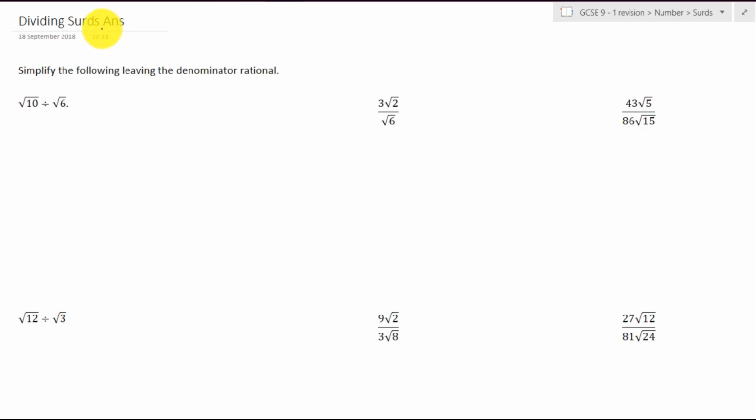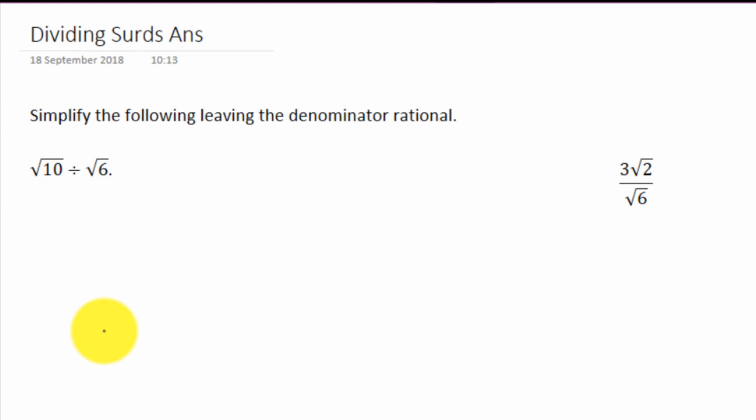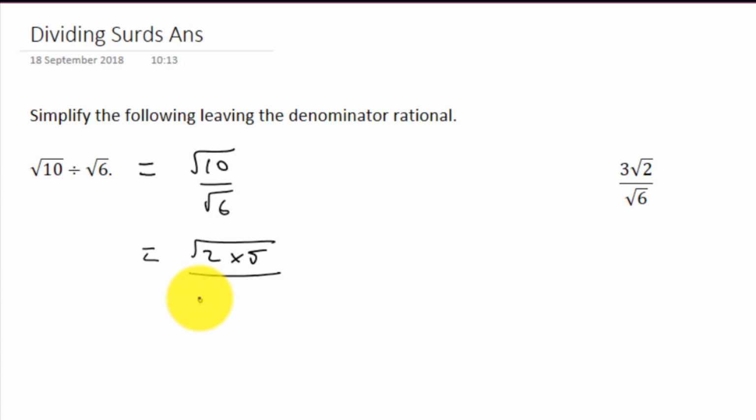In this video we're going to be dividing surds. So here we have root 10 divided by root 6, and I always like to write them one above the other. So we've got root 10 over root 6, and we know that root 10 is equal to the square root of 2 times the square root of 5, and we know that the square root of 6 is equal to the square root of 2 times the square root of 3.